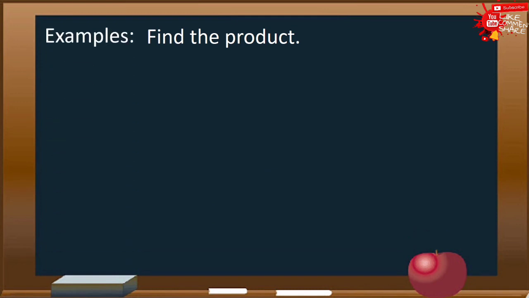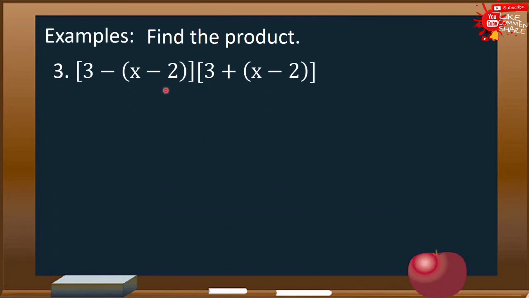Now, let us have example number 3. So, we are given here 3 minus the quantity of x minus 2 times the binomial 3 plus the quantity of x minus 2. So, again, let us review our equation or formula that if we have here the quantity of a plus b times the quantity of a minus b, so it is equal to a squared minus b squared. So again, the quantity of a plus b times the quantity of a minus b is the same with this.